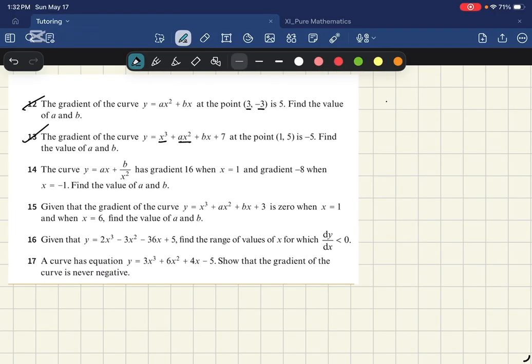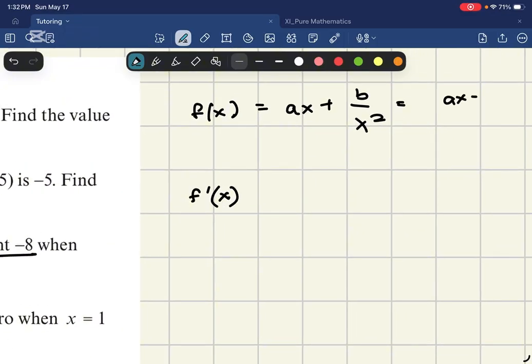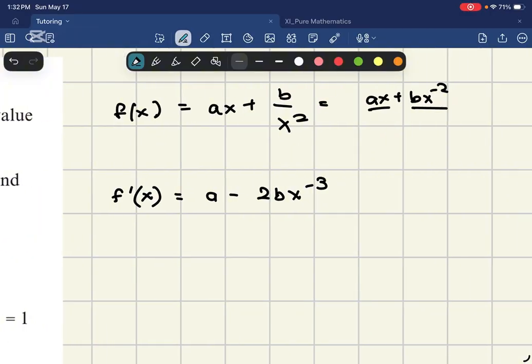14. The curve f of x equals ax plus b over x squared has gradient 16 when x is equal to 1, and gradient minus 8 when x is equal to minus 1. Alright, so find f dash of x. So this is just ax plus bx to the power minus 2, right? So f dash of x is going to be a minus 2bx to the power minus 3. If you differentiate it, this gives me a, and this gives me minus 2bx to the power minus 3.